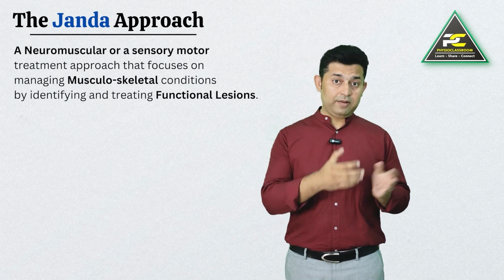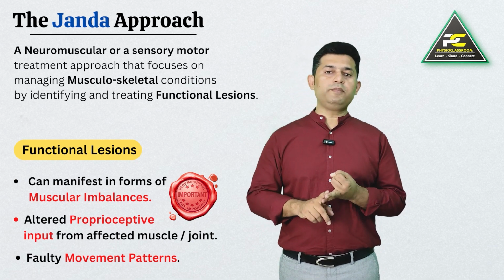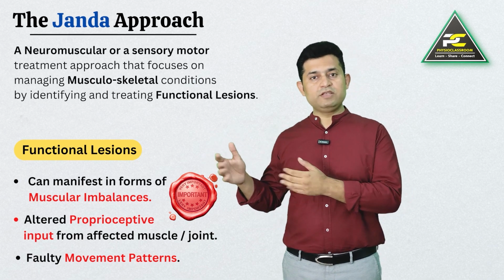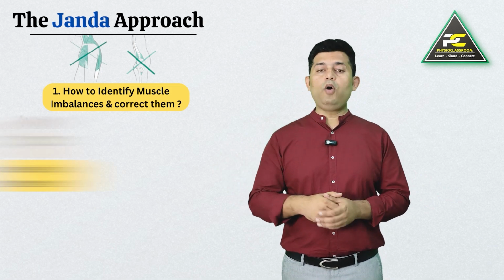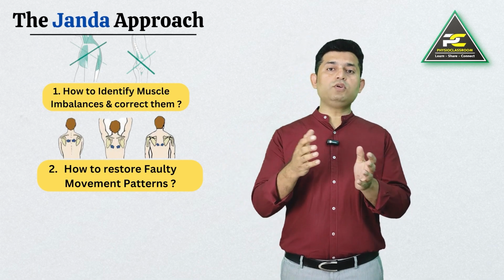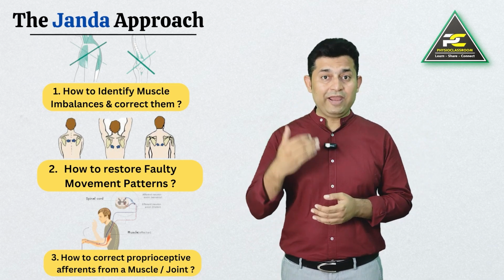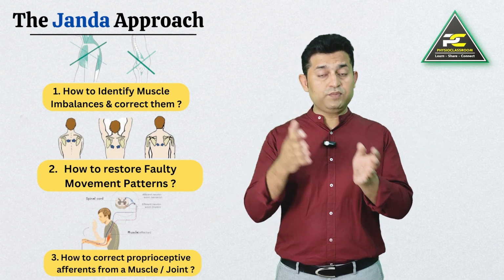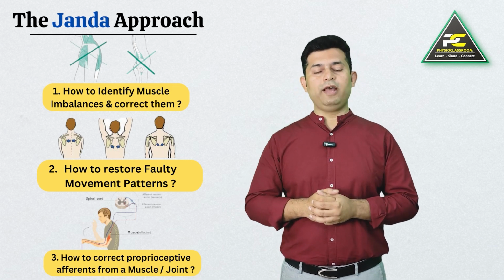And these functional lesions can be, as mentioned before, in the form of muscle imbalances, altered proprioceptive inputs, and faulty movement patterns. So in this whole series, we are going to learn how to identify muscle imbalances and correct them, how to restore the faulty movement patterns present in the body, and also how to train the somatosensory system so that we can have normal afferent discharges to the nervous system, which can in turn produce purposeful motor efferent output, and we can have good neuromotor control in our patient.